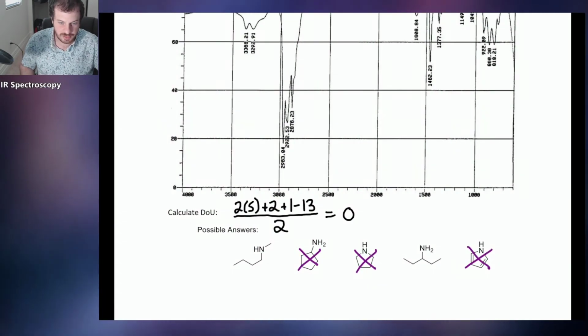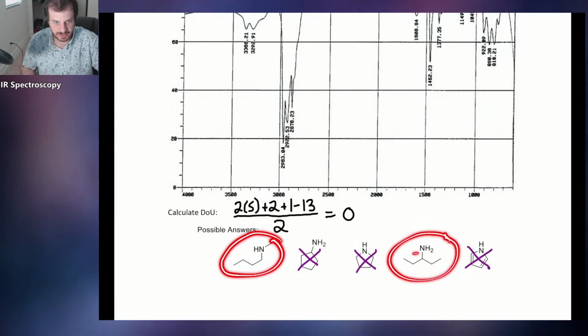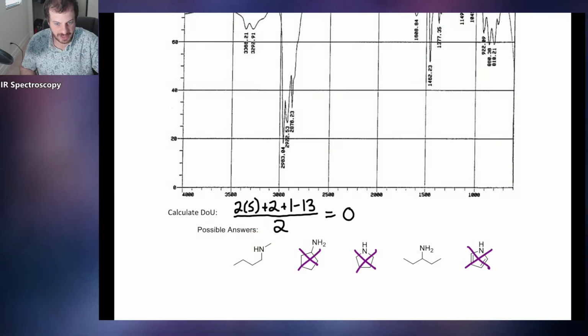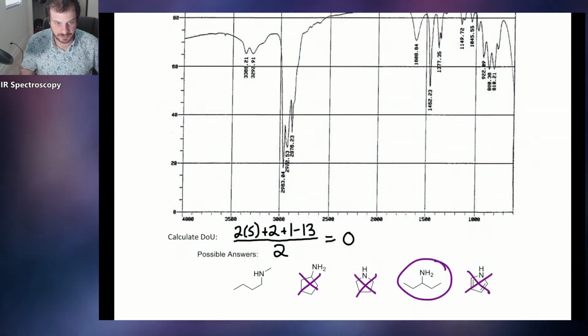So, since our options are either this or this, which one seems more likely? Vampire fang tells us it's a primary amine. This is a primary amine. This is a secondary amine. So that means the answer must be this one. One way that helps me remember it is if I see 2 vampire fangs, that means I have 2 H's on my nitrogen.